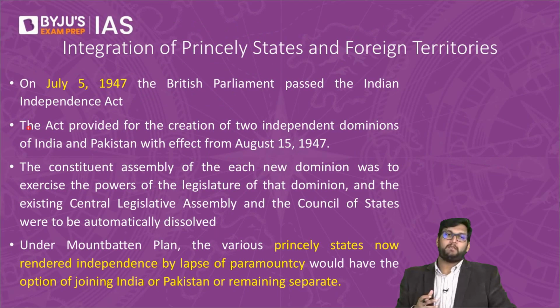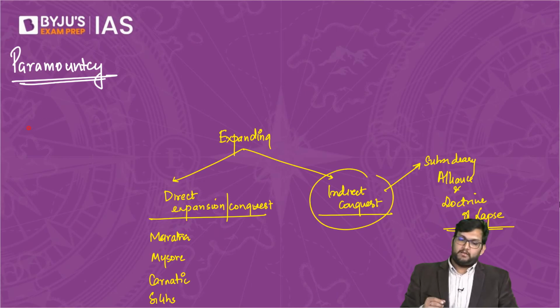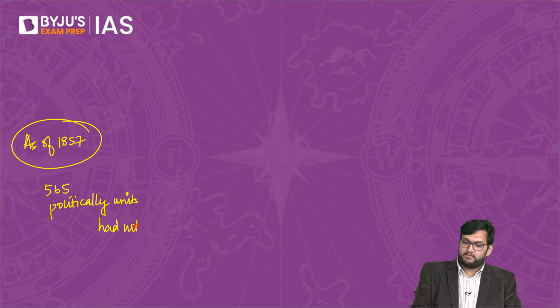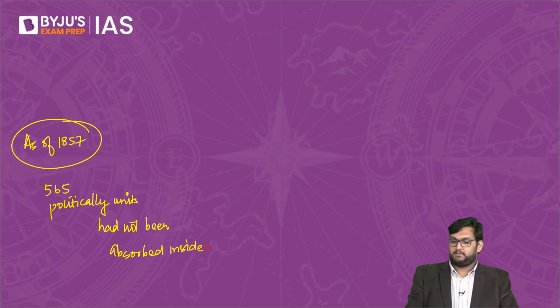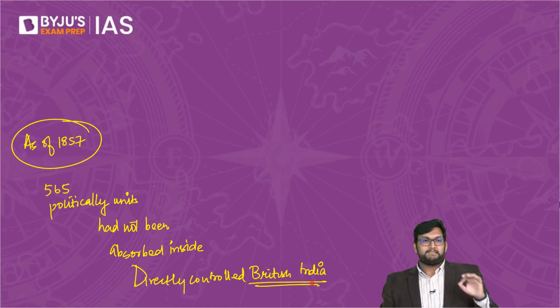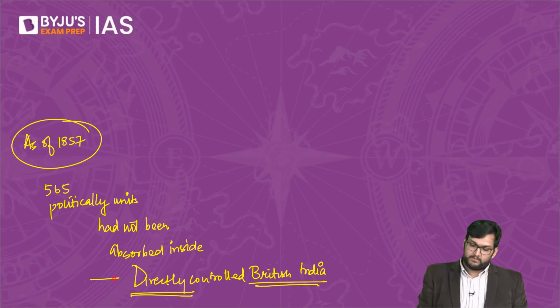So basically 565 political units had not been absorbed inside directly controlled British India. Directly controlled means that basically the whole structure was not applied on them.